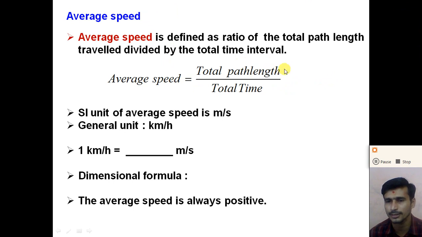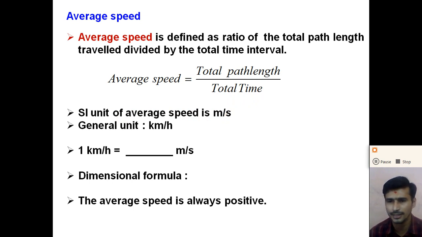Here the path length is a scalar quantity, so we can say that the average speed is a scalar quantity. We need not require a direction to represent the average speed, right? We require magnitude only. So the average speed is equal to total distance divided by total time. The unit of path length is the meter and the unit of time is the second. So the SI unit of average speed is meter per second, right?